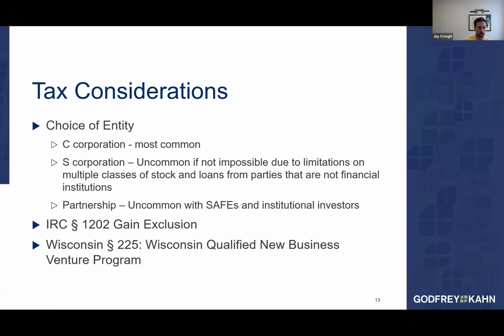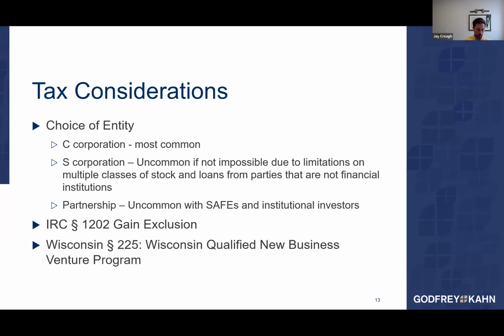And then in Wisconsin, there's a tax credit program called the Qualified New Business Venture program. If a company is certified as a qualified new business venture, or you'll hear QNBV, their investors can qualify for a 25% tax credit available to offset Wisconsin income tax. So the qualifications to be a QNBV: operating less than 10 years, have less than 100 employees, headquartered in Wisconsin, with at least 51% of employees here in Wisconsin.